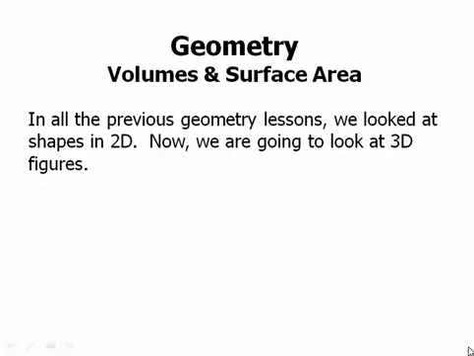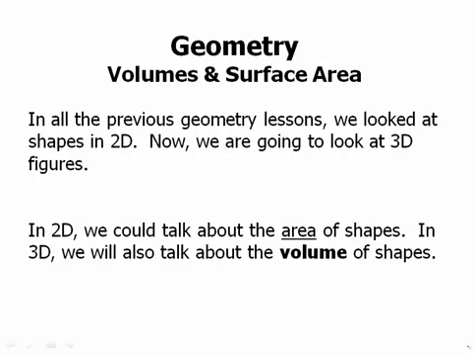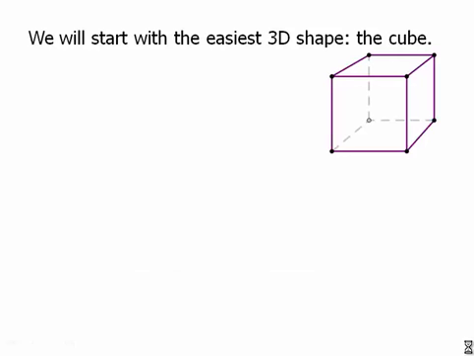Volume and surface area. In all the previous geometry that we've talked about, all the lessons up till now, we've been looking at 2D figures, that is to say flat things that would just be drawn on a two-dimensional surface. Now we're going to look a little at three-dimensional geometry. In 2D, we could talk about the area of shapes. In 3 dimensions, we will also talk about the volume of shapes.